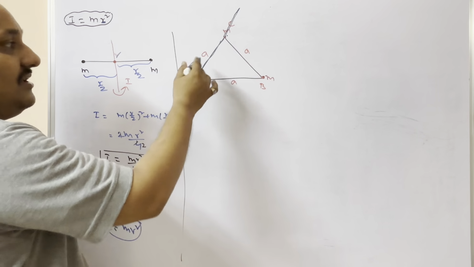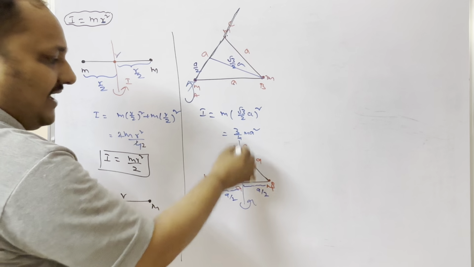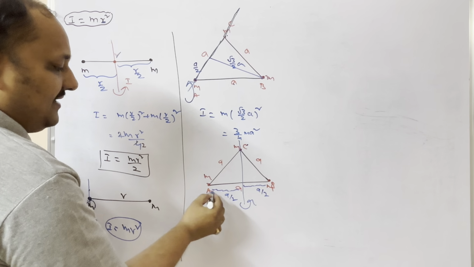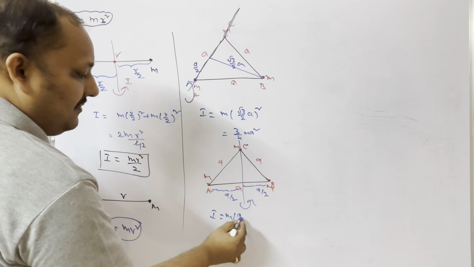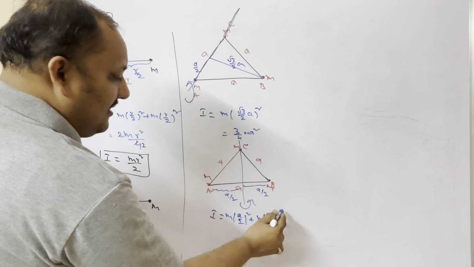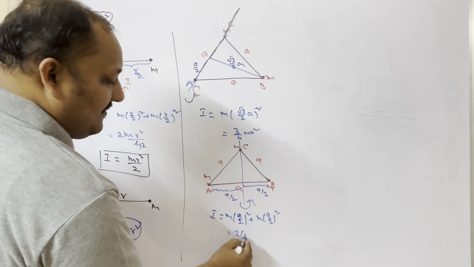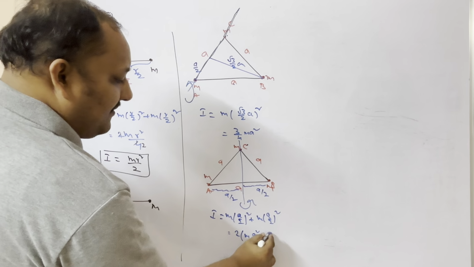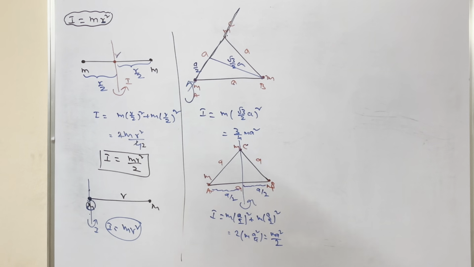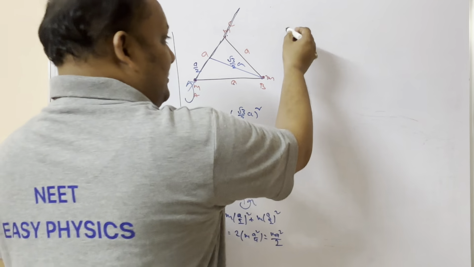So, about this axis, this distance is going to be a by 2. This distance is also a by 2. And this mass is there on the axis of rotation, therefore you don't need to worry about C. Therefore, I is equal to m into (a by 2) whole square plus m into (a by 2) whole square, that is 2 times m a square by 4. That is going to be m a square by 2. Correct?